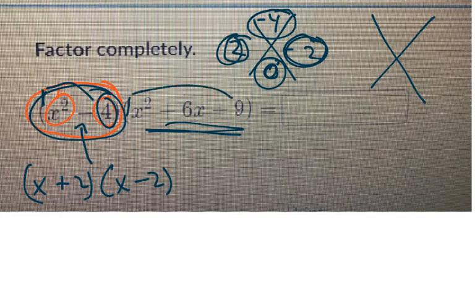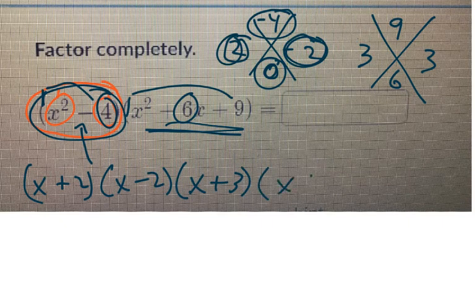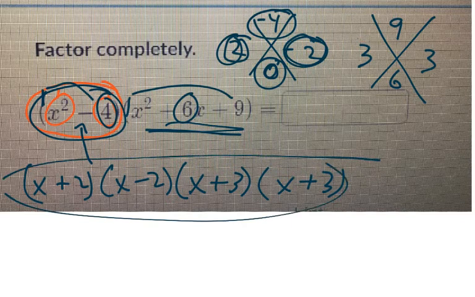I know that 1 times 9 is a 9. I need a 6 sum in the middle. That's just simply 3 times 3, right? So I'm just going to have an x plus 3 and another x plus 3. This is what you type in there, and you get it right.